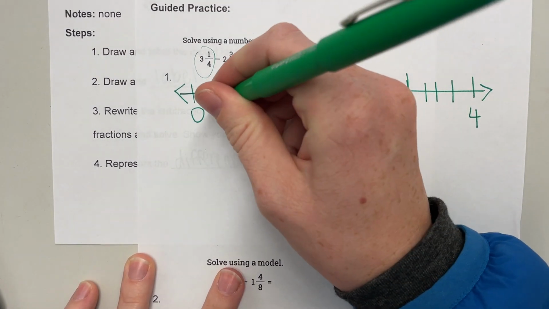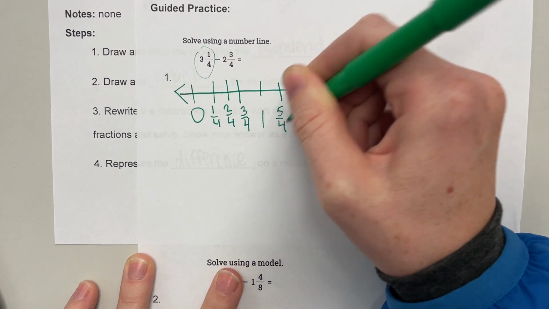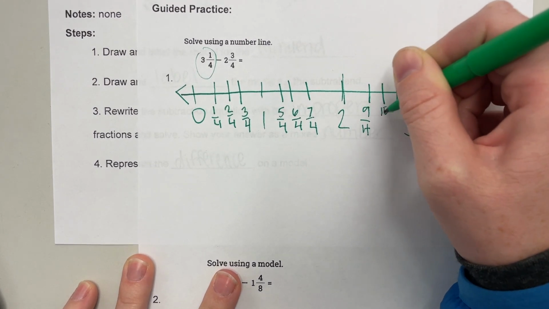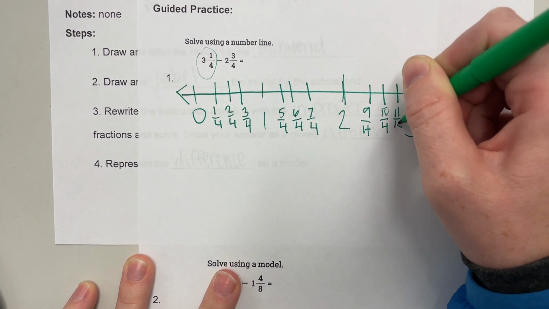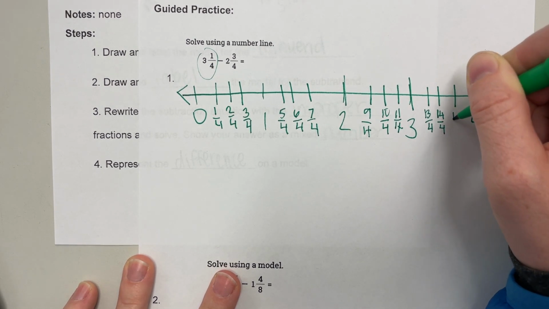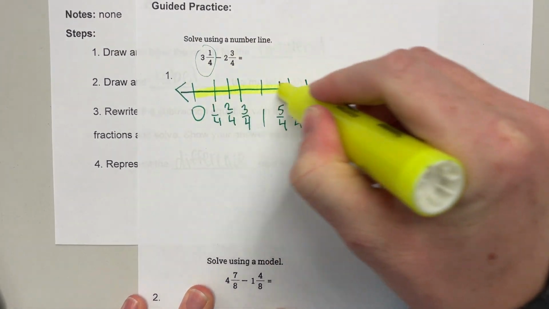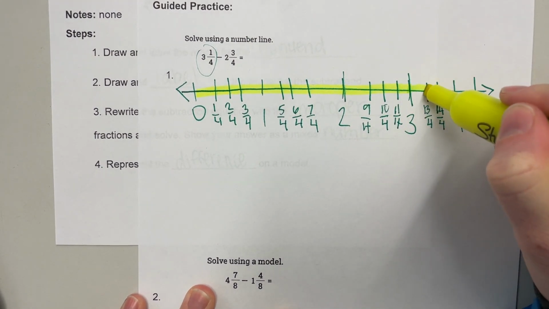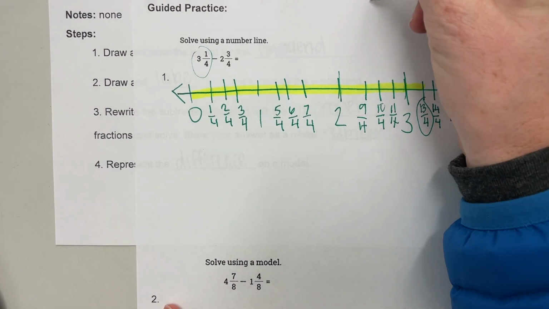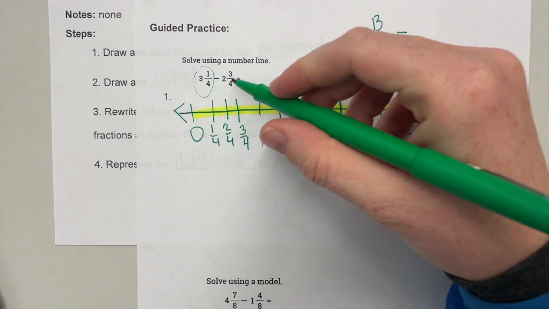Now I need to label 1/4, 2/4, 3/4, 4/4, 5/4, 6/4, 7/4, 8/4, 9/4, 10/4, 11/4, 12/4, 13/4, 14/4, 15/4. So I'm going to shade in 3, and then 1/4, so just one more. So 3 1/4 is equal to 13/4. And I need to take away 2 3/4.